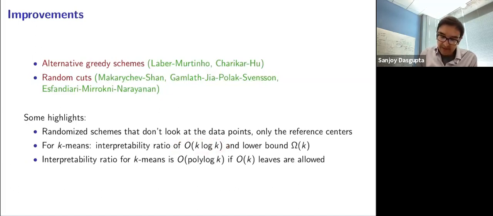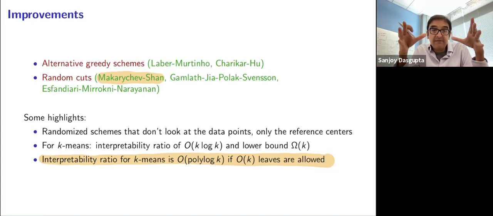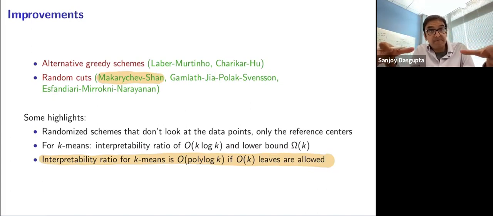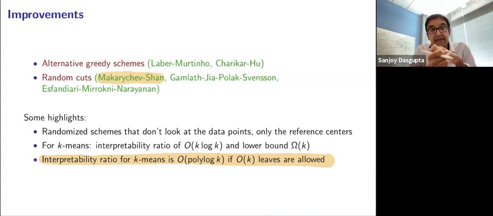And finally, the most exciting result of all, in my view, is due to Makarychev and Shan. They show the following. Suppose you just keep growing the tree. Instead of stopping at k leaves, you keep going until you get to 2k leaves, and now you still compare to the k-means clustering. So it's like a bicriterion thing. If you do that, then the interpretability ratio drops from k log k to just log squared k times log k. And so that's a dramatic improvement.